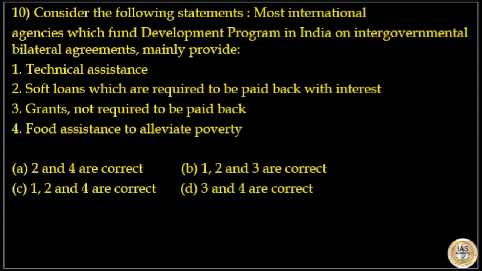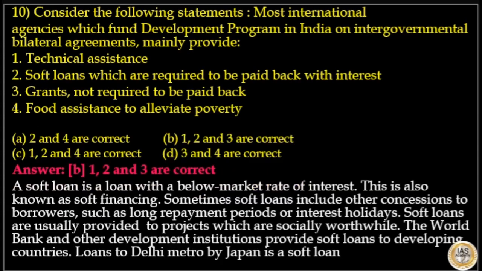Next: consider the following statements. Most international agencies which fund development programs in India on intergovernmental bilateral agreements mainly provide: technical assistance; soft loans which are required to be paid back with interest; grants not required to be paid back; food assistance to alleviate poverty. Choose the correct answer from the codes given below. Here the answer to this question is option B, statements 1, 2 and 3 are correct.